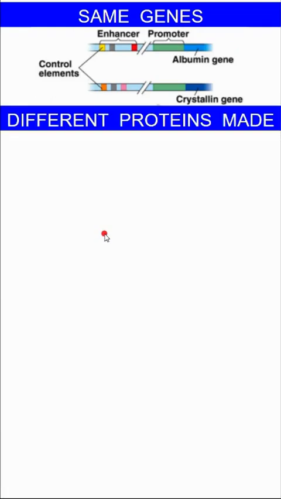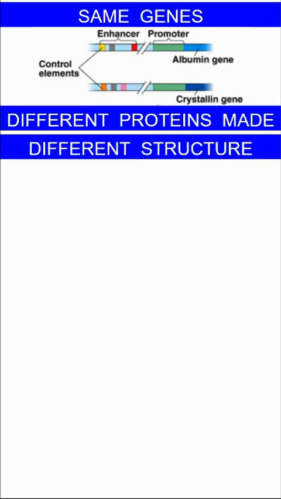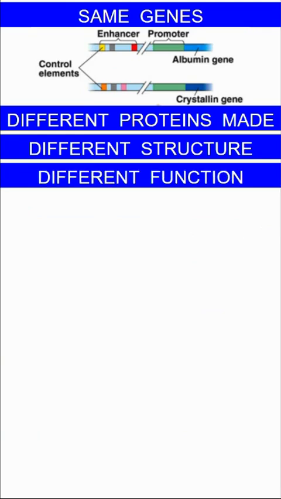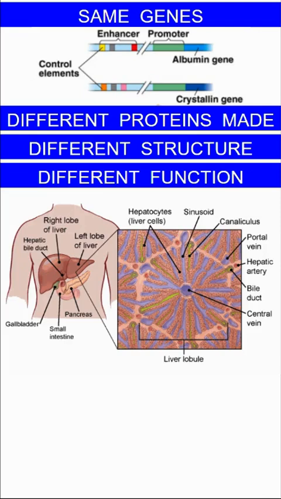So again, we have the same genes, but different proteins are made. And if different proteins are made, we're going to have different structure. And if we have different structure, we're going to have different function. And if we think about this, our liver is made up of hepatocytes, these little liver cells. And our liver does make bile, which helps with the emulsification of fats in our digestive system.